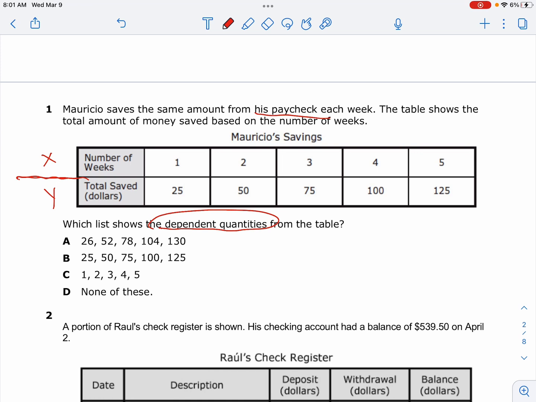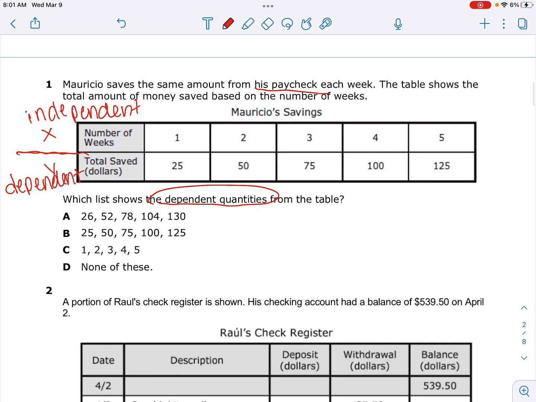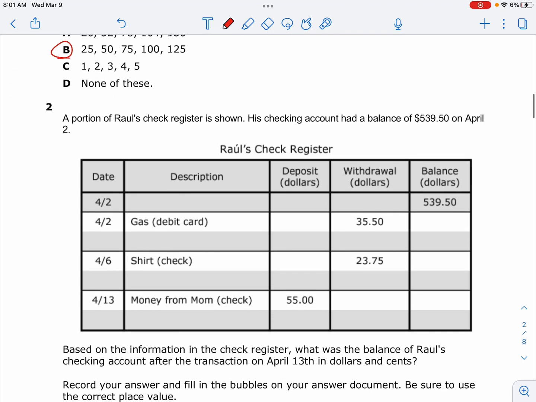So that means X is our independent and Y would be our dependent quantities. Therefore, our dependent quantities is 25, 50, 75, 100, and 125, so our answer is B. Good job. Alright, number 2.